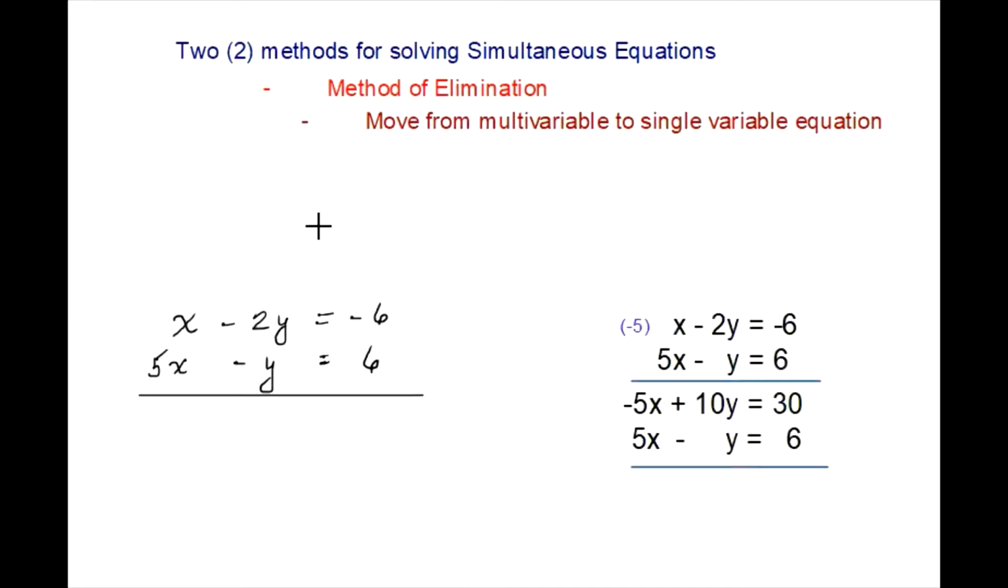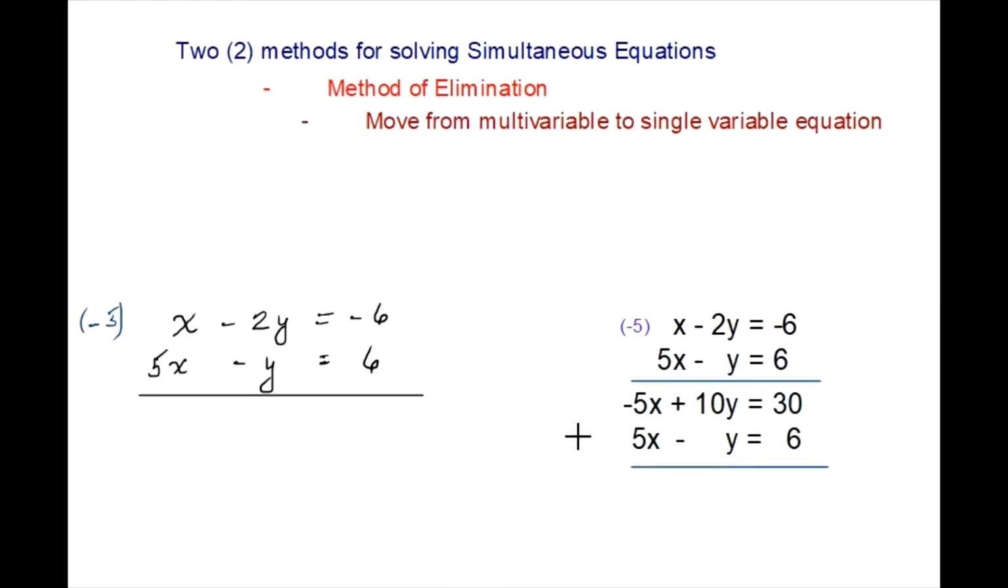So if I multiply equation 1 by negative 5, what I'm going to end up with is negative 5 times x, negative 5 times minus 2y, negative 5 times negative 6. Now I do nothing to equation 2. And you will realize then that when I multiply minus 5 by everything in equation 1, this is what I'm going to get: negative 5x, positive 10y, and a positive 30. Again, I did nothing to equation 2, so I just bring this down here.